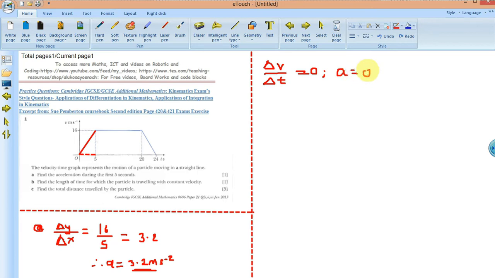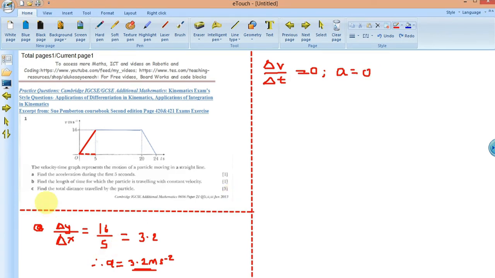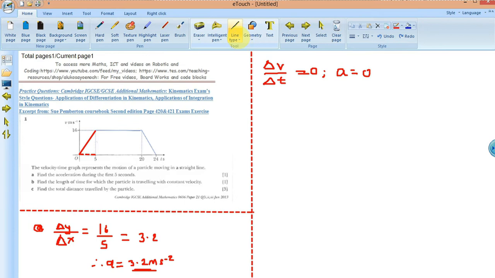Is that clear, guys? Okay, so now let's go ahead and do that. For the time for which the particle is traveling with constant velocity, this one is the constant velocity. Let me just use this line. This is the constant velocity, this one here.